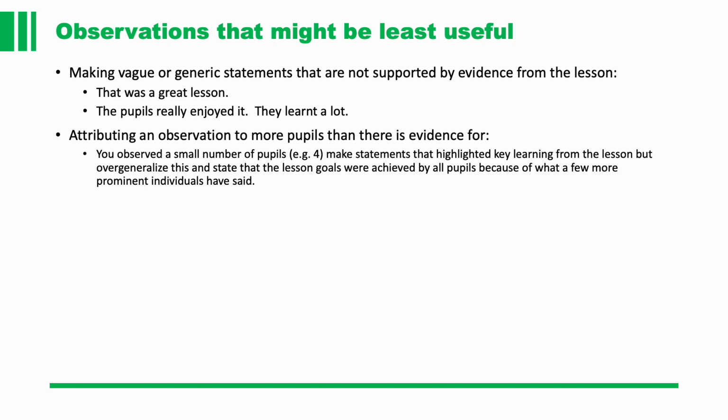Attributing an observation to more pupils than there is evidence for. For example, you might have observed a small number of pupils, such as 4, make statements that highlighted key learning from the lesson, but then you may have overgeneralized this and state that the lesson goals were achieved by all pupils because of what a few more prominent individuals have said.